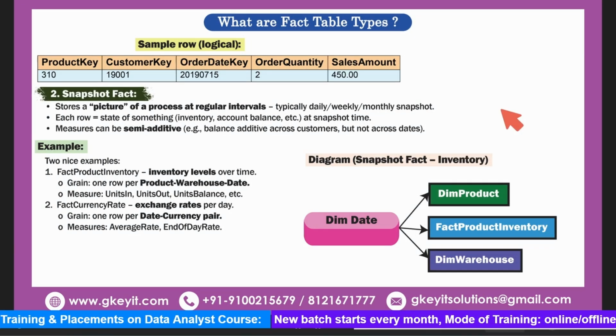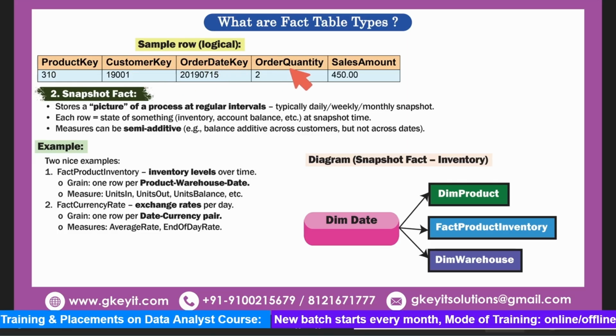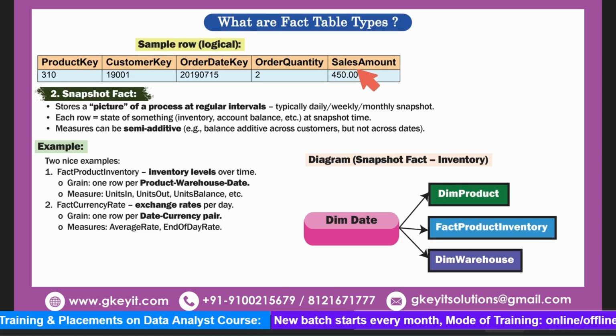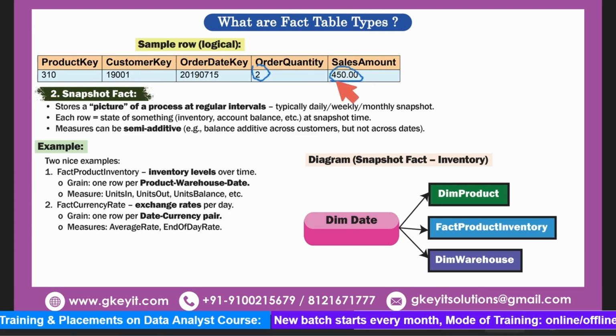Coming to the next slide, here we can see a simple example like product key, customer key, order date key, order quantity and sales amount. These are the order quantity for a particular transaction and the sales amount is 450. This is one of the transaction records that is going to be stored in transaction fact. And here we are going to discuss the next fact table, that is snapshot fact.